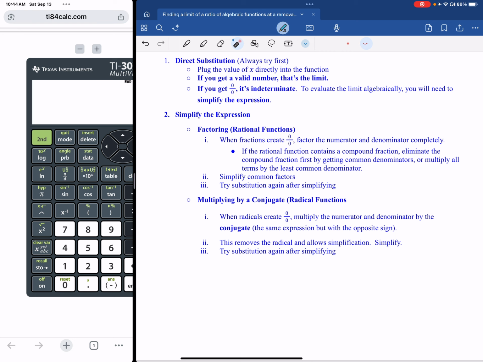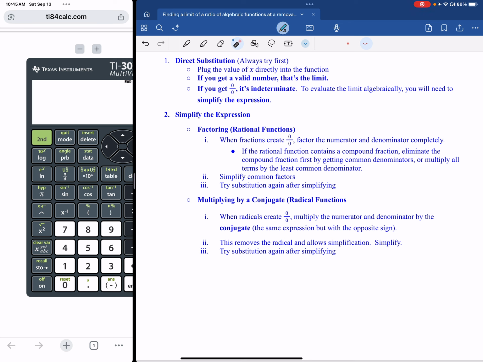The idea would be to eliminate the compound fraction by getting common denominators in the numerators or multiplying everything by the least common denominator. So you want a single fraction, not a compound fraction. When you do have a single fraction, you're going to try to factor and simplify, and then you're going to plug the limit into the simplified version first. So simplify common factors, and then try directly plugging it in. So with fractions, clean up the fraction to make it a single fraction, factor, and simplify.